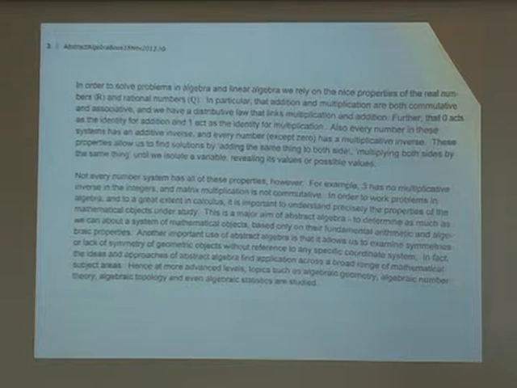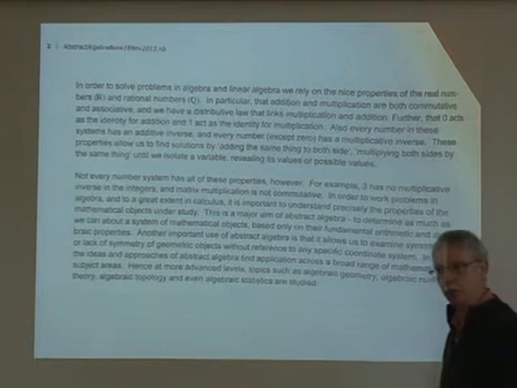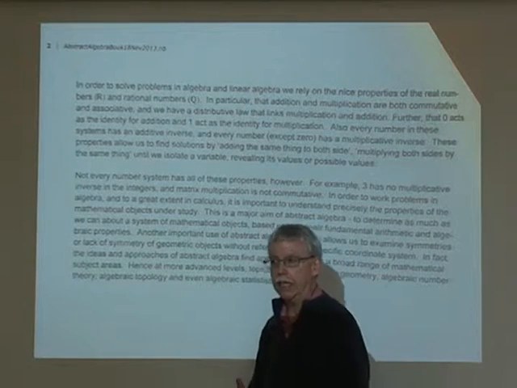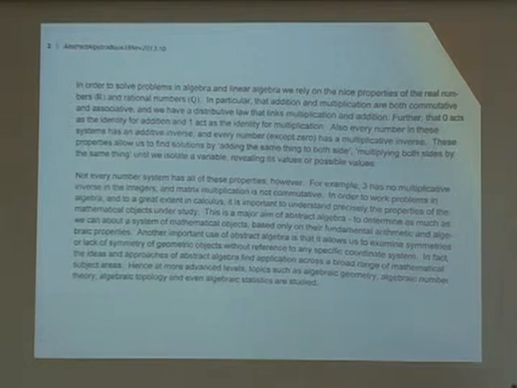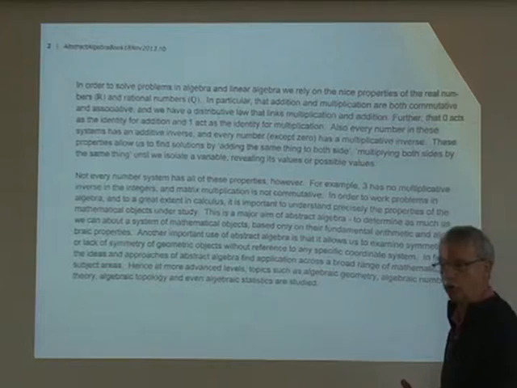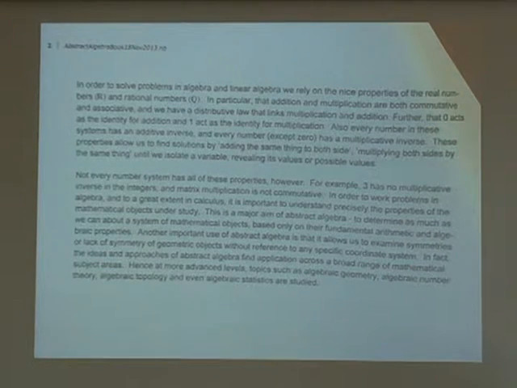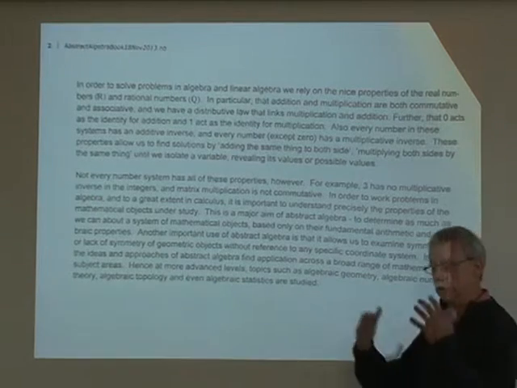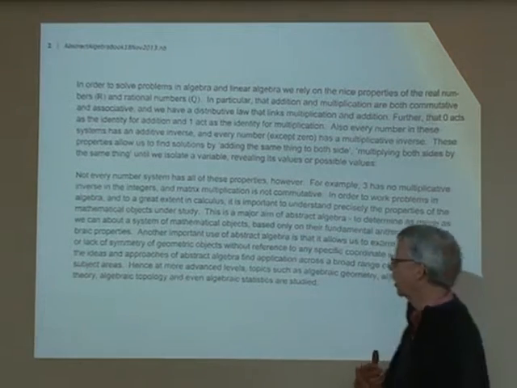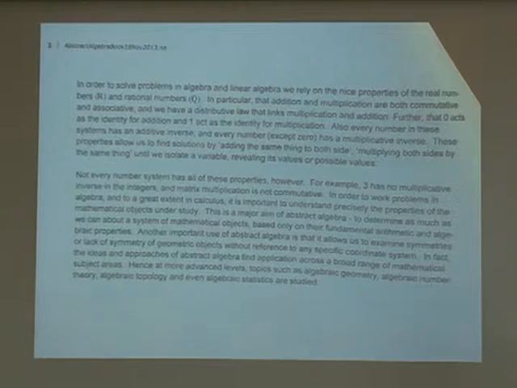But as we learned in class, not every number system has all those nice properties, and it changes what we can do when we solve equations. For example, there are no multiplicative inverses in integer arithmetic, except for 1 and minus 1. Matrix multiplication is not commutative. Complex numbers, the arithmetic is a little bit different, although it is a field.